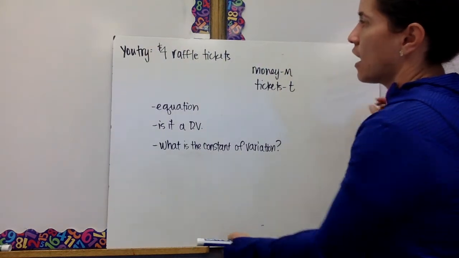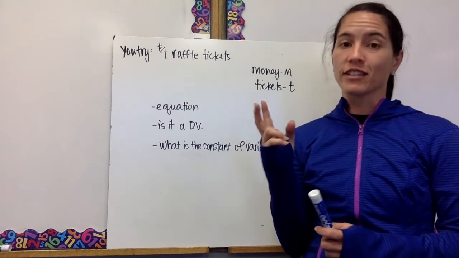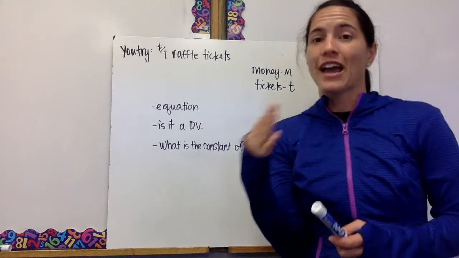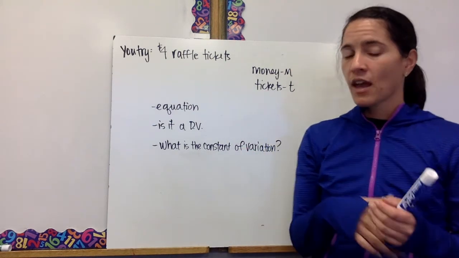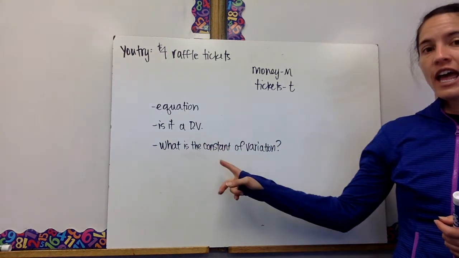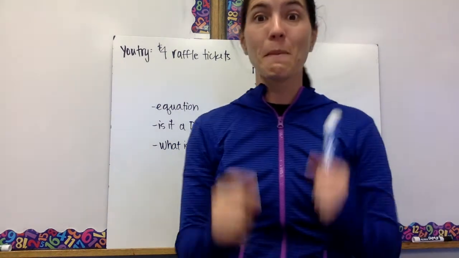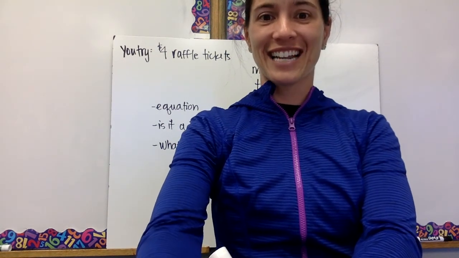All right? Somebody's selling raffle tickets, and you have money, you have tickets. You have to decide which one is going to be your x and which one's your y. I want you to write your equation. Is it a direct variation? And then what is the constant of variation? And someone remind me, we're going to talk about it in class the next time we're together.